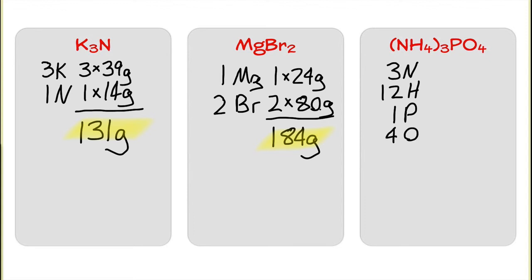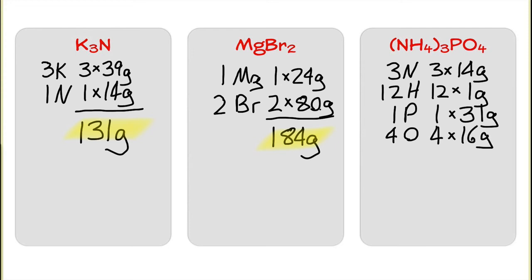oxygens. So for the nitrogen, that's going to be 3 times 14 grams. For the hydrogen, it's going to be 12 times 1 gram. And phosphorus, that's going to be 1 times 31 grams. And for the oxygen, the atomic mass is 16 grams. And when we add all those up together, we should get 149 grams for every 1 mole of this particular substance.